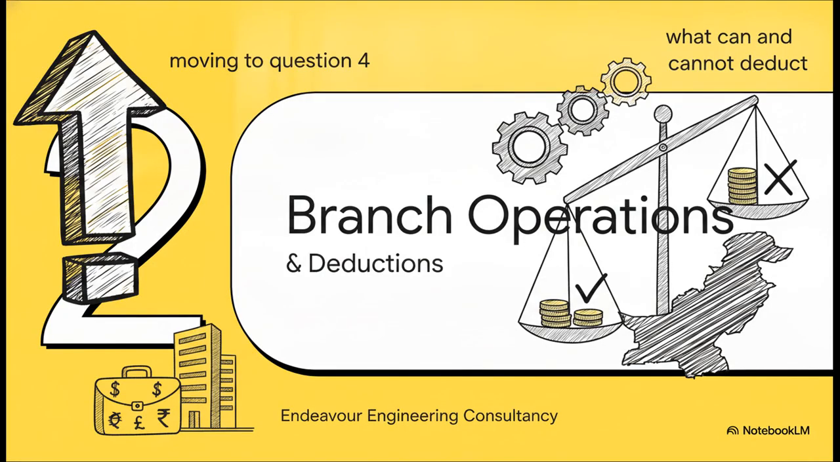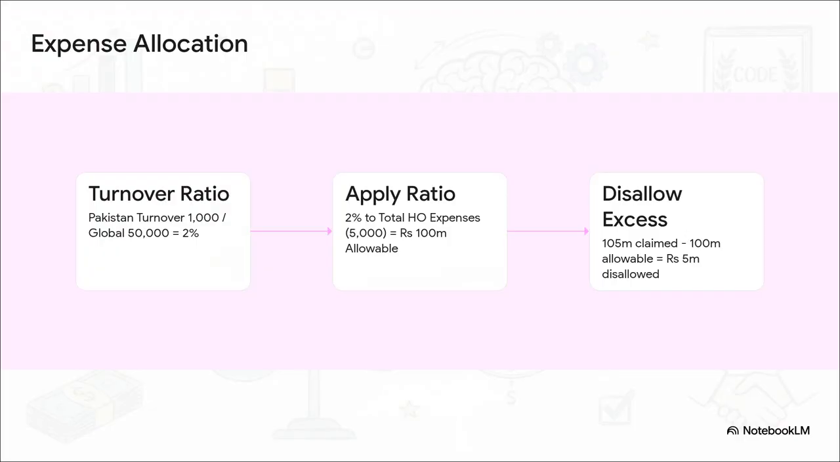Moving right along to Section 2, branch operations and deductions. Tackling question 4, we have to ask exactly how much of a foreign head office's expense can be deducted by a local branch in Pakistan. You can't just casually deduct whatever the head office decides to charge. Tax authorities are actively trying to prevent foreign head offices from artificially dumping expenses onto Pakistani branches just to lower their local tax bill. So you have to follow a strict formula.